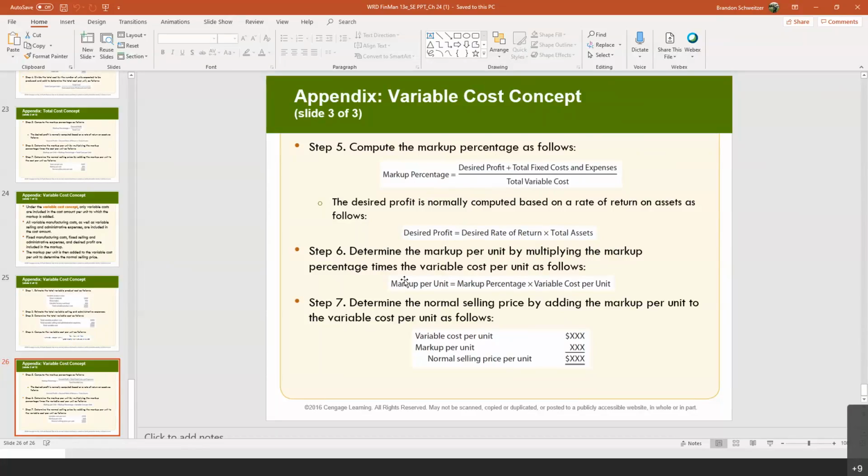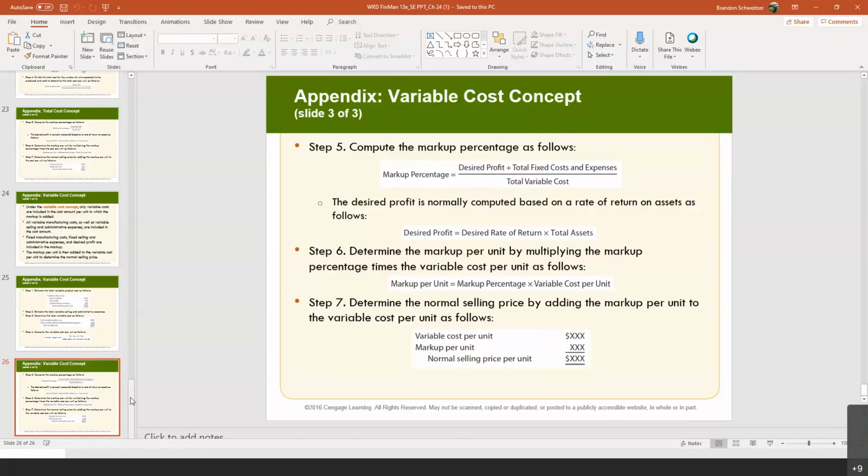And then we got to figure out our markup cost per unit. We take our markup percentage that we figured out in step 5 times our variable cost per unit that we figured out in step 4 to get our markup per unit. And then the last step is we add that to our variable cost per unit to get our normal selling price per unit.